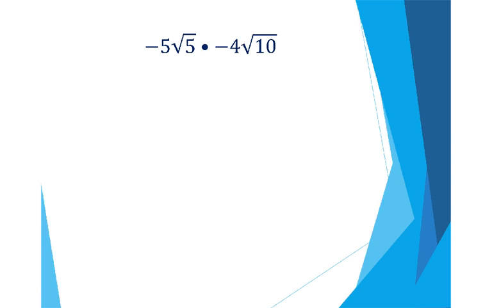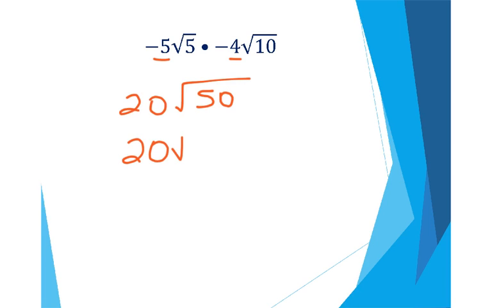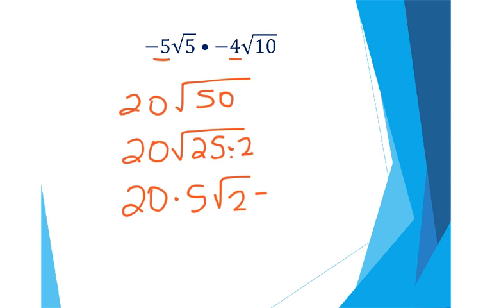Okay, the next one, negative 5 times negative 4, that's 20. The square root of 5 times 10 is 50. And so the way I'm going to choose to break that down is that's the square root of 25 times 2. And so 20 times the square root of 5 is 5 times the square root of 2. So I have 100 times the square root of 2.